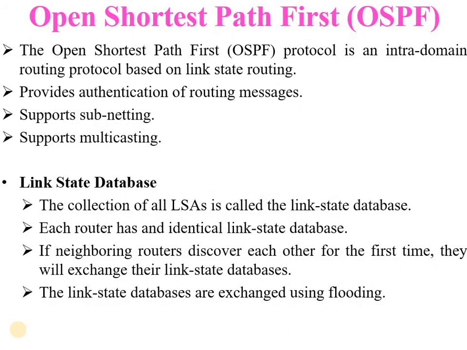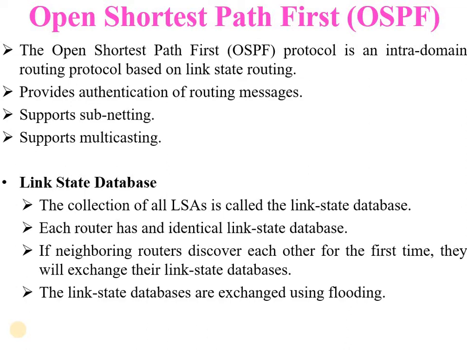Now, Open Shortest Path First is an intra-domain routing protocol based on link state routing. As I said, it works in only one autonomous system, so it works only within one system. That is why it is called an intra-domain protocol. It provides authentication of routing messages, supports subnetting, and supports multicasting. We will learn those concepts in a later session. Here it just provides this functionality.